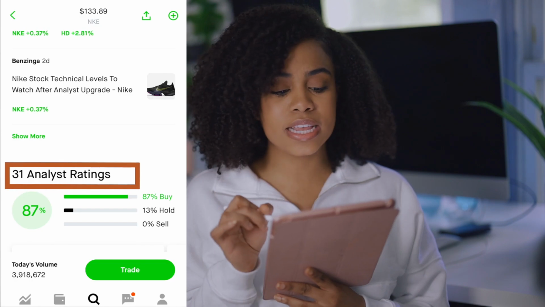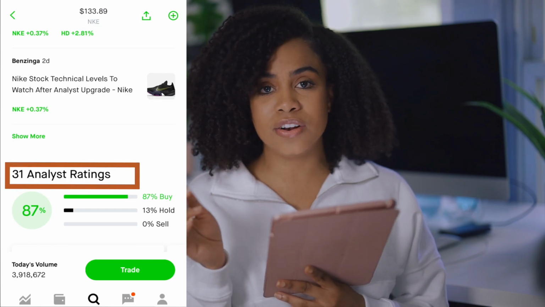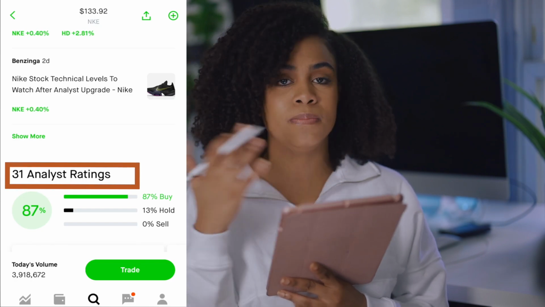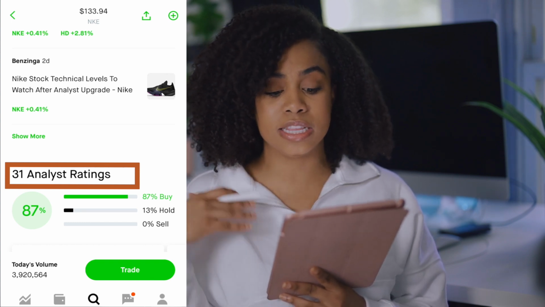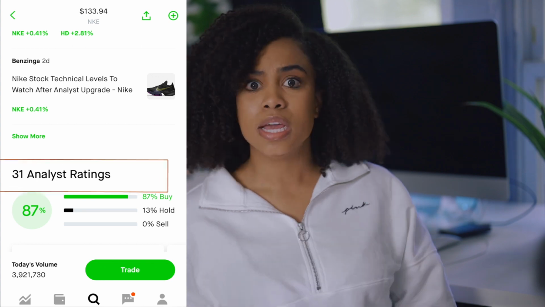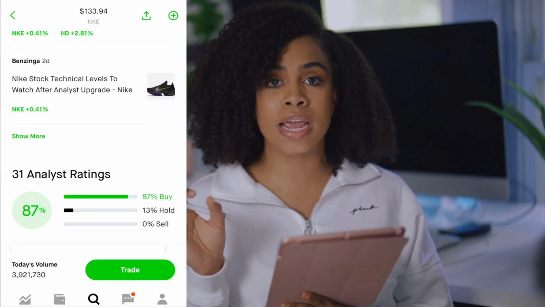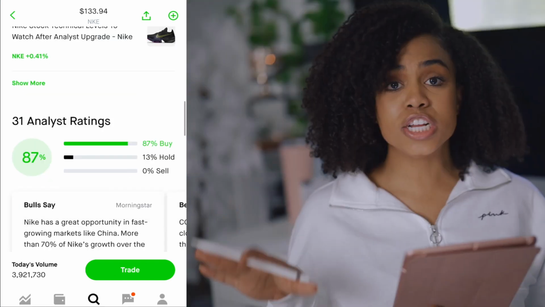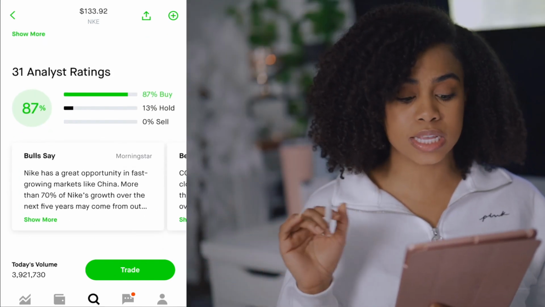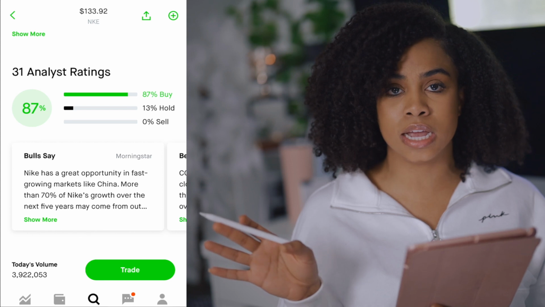So right here it says analyst ratings, and right here financial analysts come together and they just rate whether they think the stock is a good idea to buy, hold, or sell. This information should not be the determination whether you buy or sell a stock, but it's just a good thing to keep in mind. So out of 31 analysts, 87% suggest that it is a good buy right now, 13% suggest that you should hold the stock, and then 0% says that you should sell it.